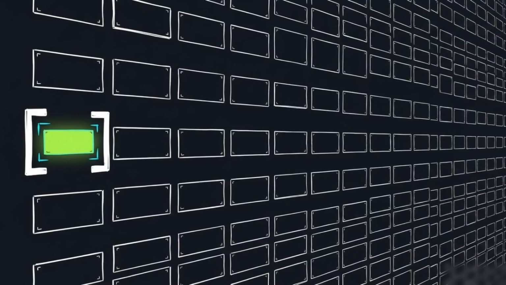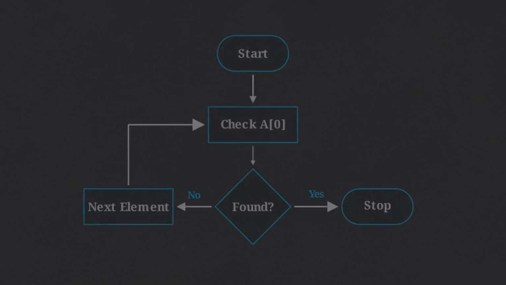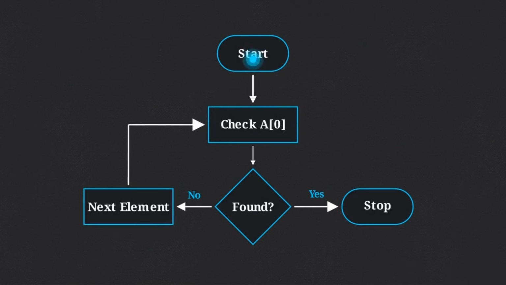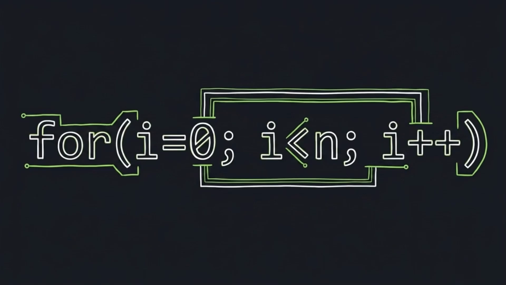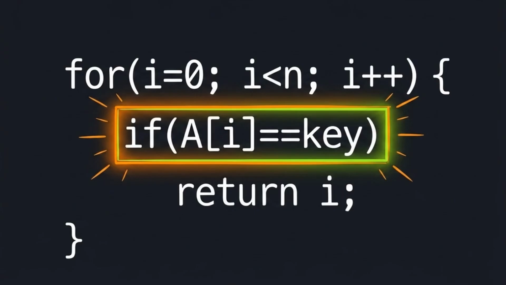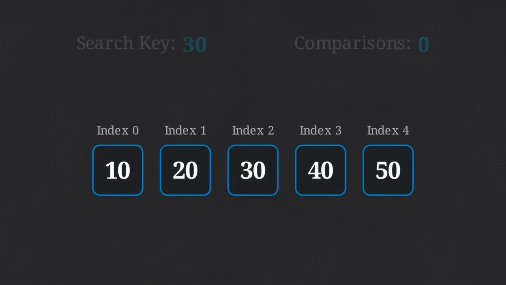It examines a dataset sequentially, checking one element at a time. Looking at this flowchart, the logic is strictly procedural. Start at index 0. Compare the target to the current element. If there's a match, stop. If not, branch over to the next element and repeat. In code, this is handled by a standard for loop. It steps through the array index by index, evaluating the if condition until it either finds the key or runs out of data. Let's run a search for the number 30 in this 5-element array.